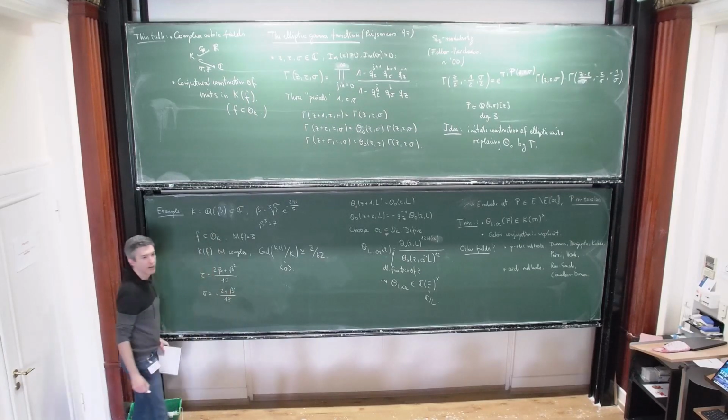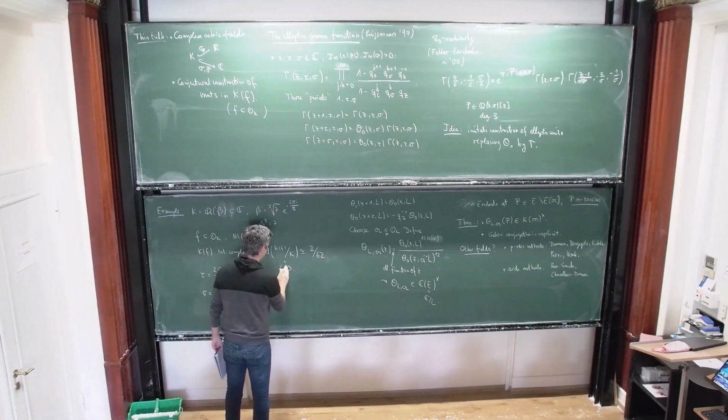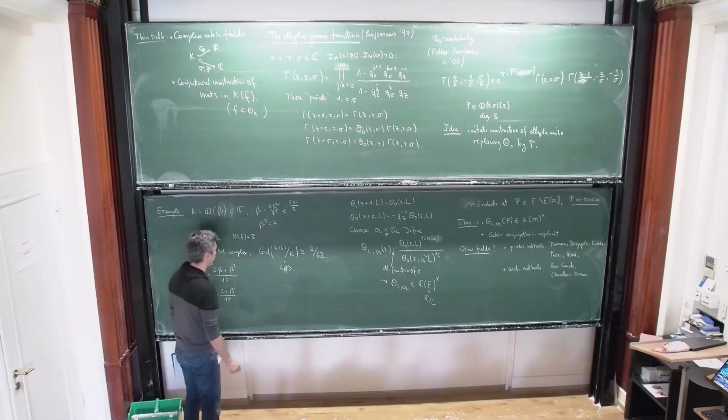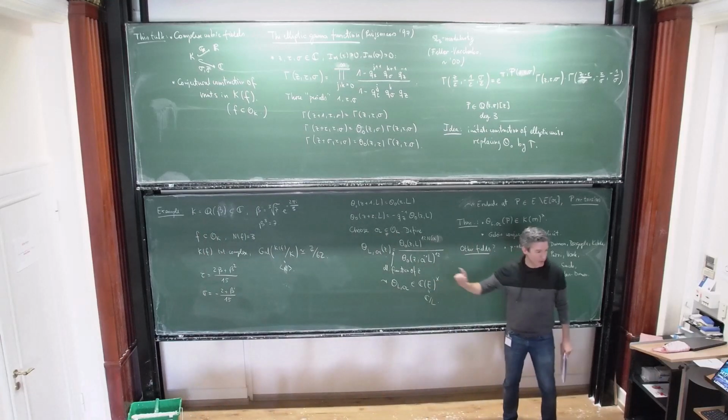Sigma is not equal to sigma. Yes, oh yes, thank you. Sorry, so maybe I should call it something else. I don't know, alpha. So alpha is the generator of the Galois group, sorry.